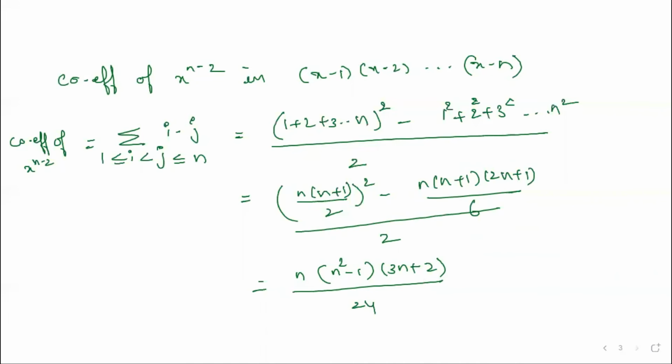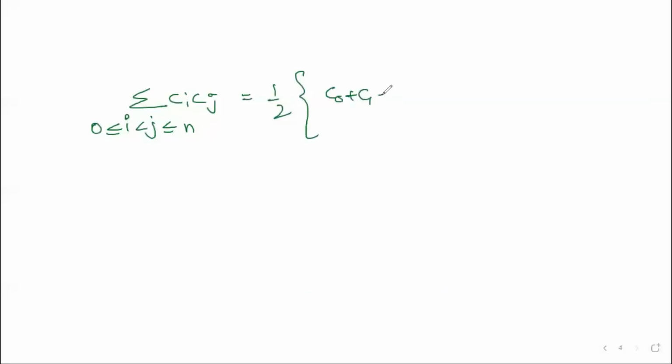The advanced application of this concept, generally we see it in binomial theorem, where sigma Ci Cj, 0 less than or equal to i less than j less than or equal to n. In case we wanted to find this expression, according to the previous logic, we can write this as half times (C0 plus C1 plus C2 till Cn) whole square minus (C0 square plus C1 square plus C2 square till Cn square).